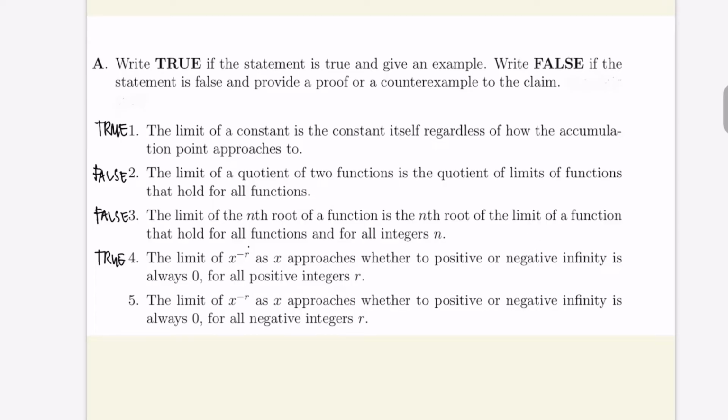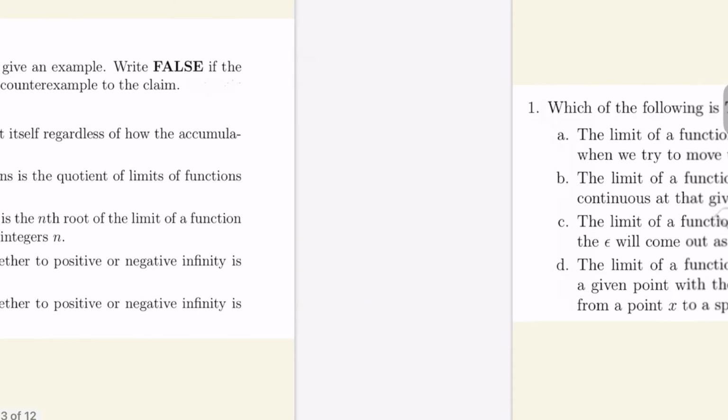Number 5, the limit of x to the negative r as x approaches whether to positive or negative infinity is always 0 for all negative integers r. So, dahil negative integers yan, so ibig sabihin r is equal to negative k. Your k is a positive integer. So, mangyayari dito, x to the negative r, that's the same as x to the k. So, as x approaches whether to positive or negative infinity, hindi siya magiging 0. Kasi hindi naman siya denominator eh, nasa numerator siya. So, this is false.